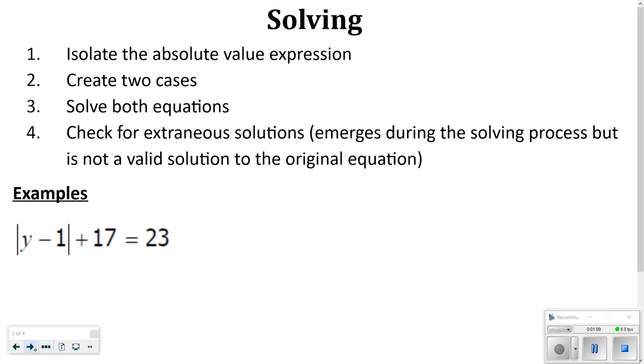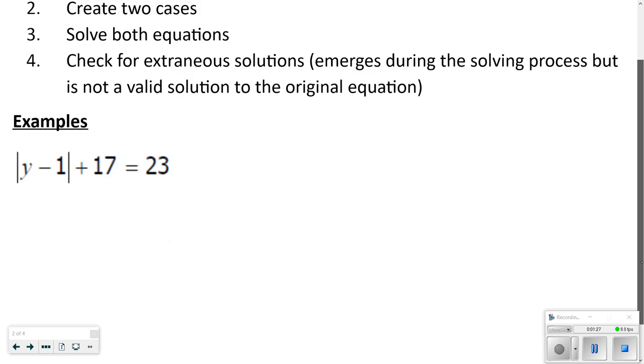So let's look at some actual solving. Here are some steps that you can follow. Basically, we just want to get the absolute value expression by itself. We're going to create two cases because we know that it could be equal to the positive or the negative of whatever's inside the absolute value. And then we're going to solve each one and make sure that they actually work.